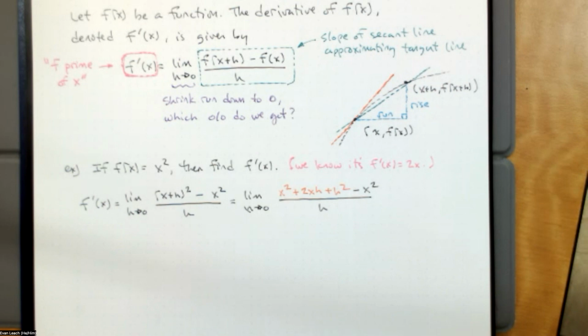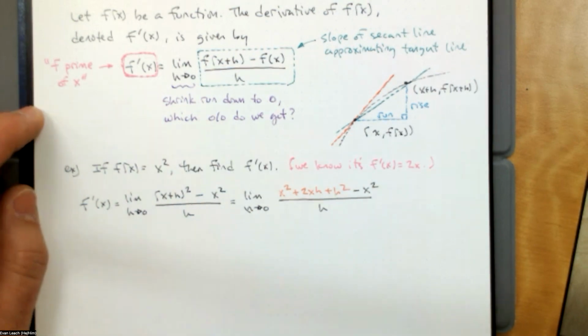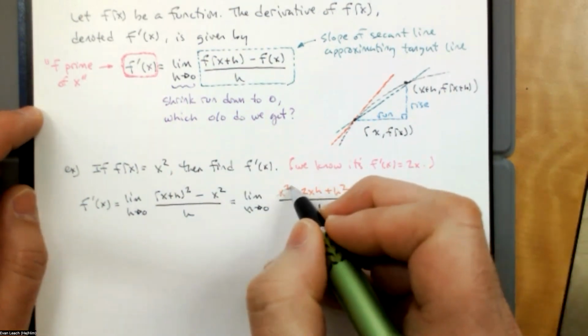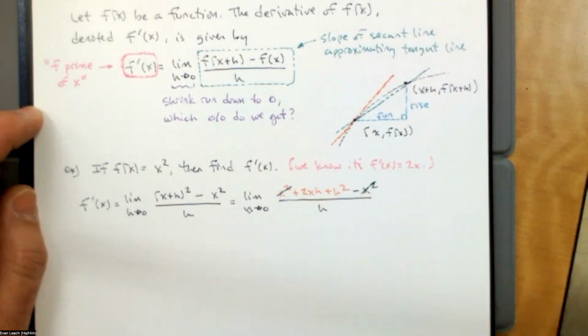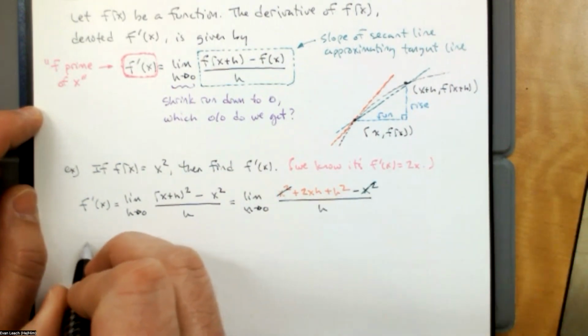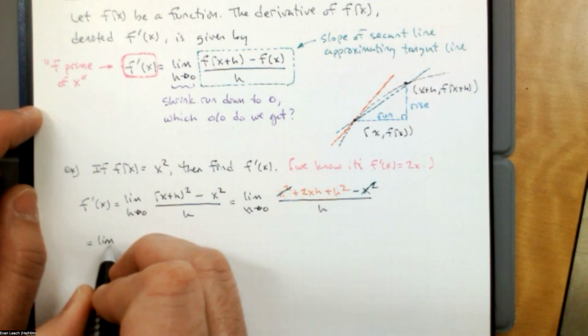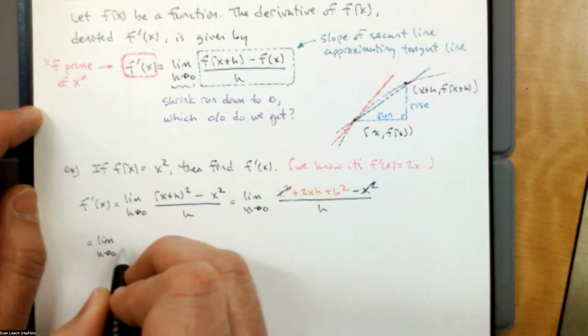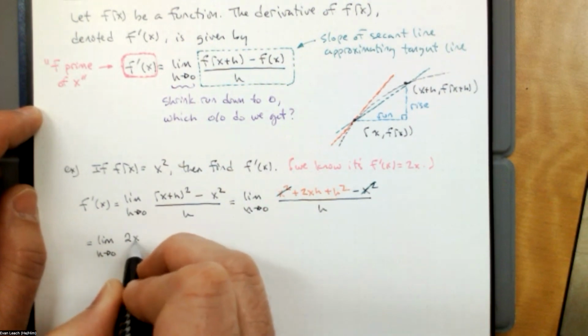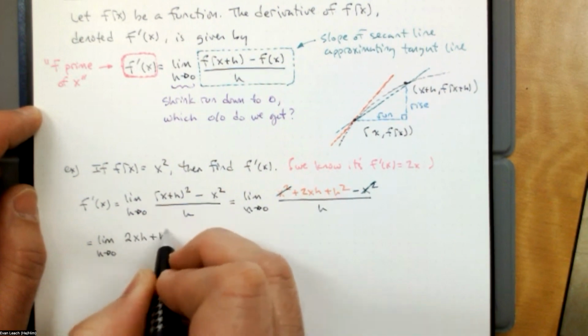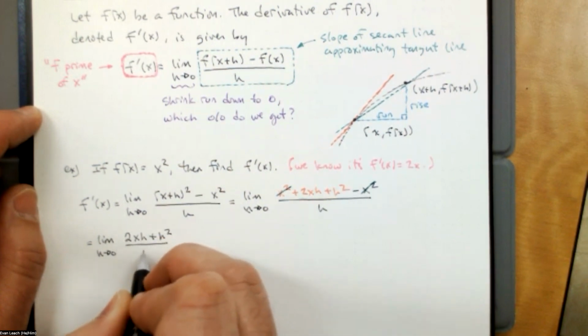And what happens when I multiply this out is I get an x squared minus x squared, and those will cancel out. And this is what we were aiming for. We don't know why yet, but we'll see in a minute. Those two cancel out, and we're left with the limit as h goes to 0 of 2xh plus h squared over h.